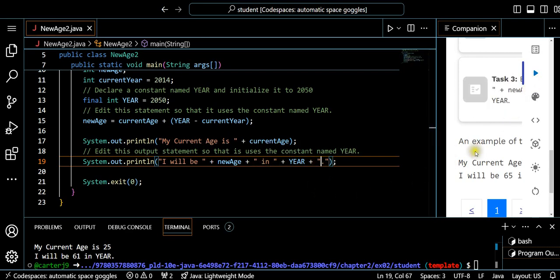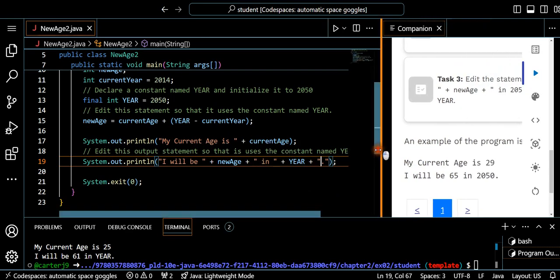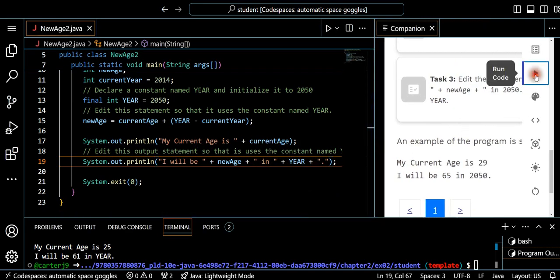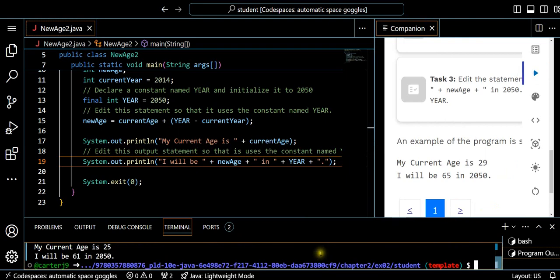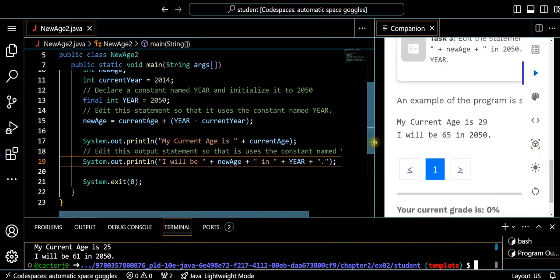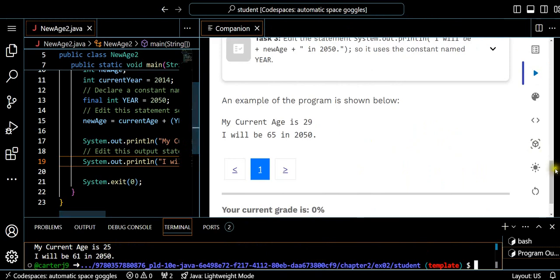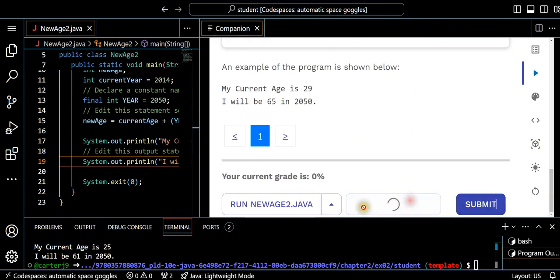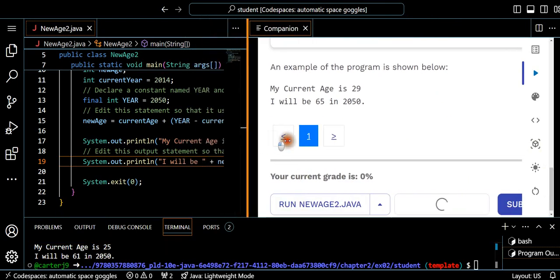So now when we run it, it should look like this. 2050. So there it is. My current age is 25. I will be 61 in 2050. So let's go ahead and calculate that and see if it gives us our 100. And while it's calculating, I'll let you look at the code.